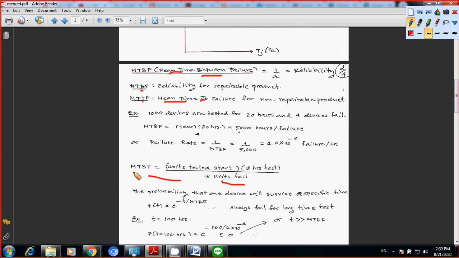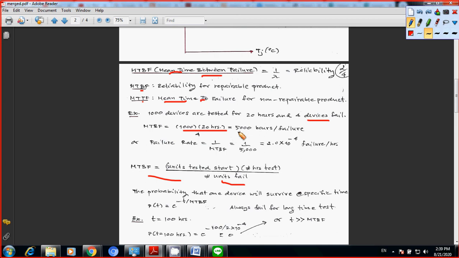So let's get back to our example. You want to test 1000 devices for 20 hours. So you have 1000 multiplied by 20 hours, and you have 4 devices fail, so you divide by 4. This gives you 5000 hours per failure. That's the unit of MTBF.